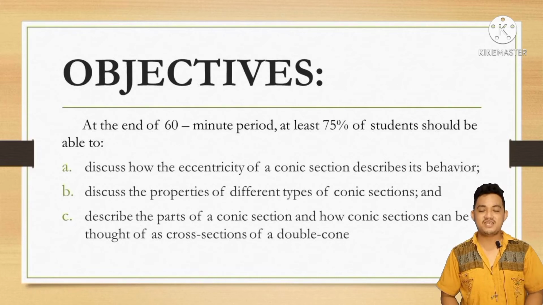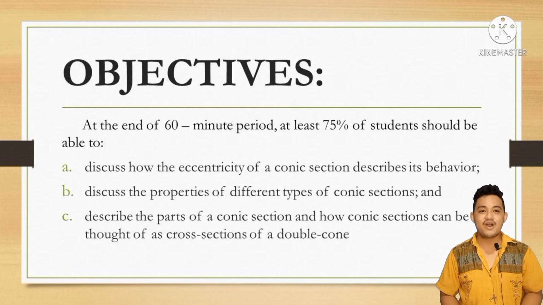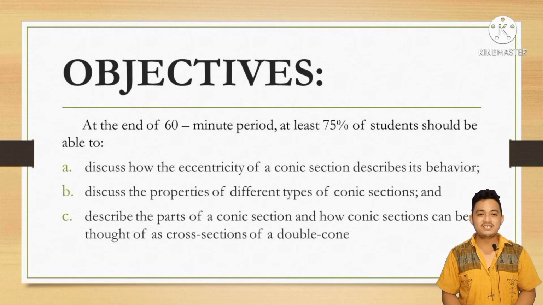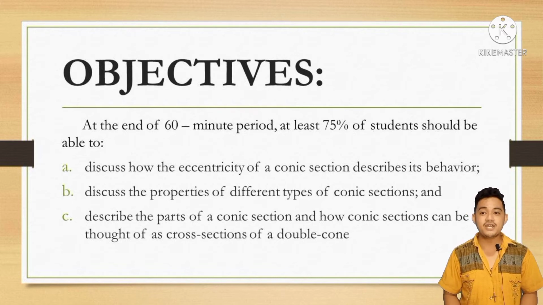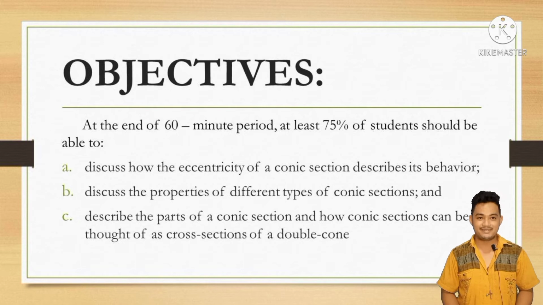For our objectives, at the end of the 60-minute period, at least 75% of students should be able to: A, discuss how the eccentricity of a conic section describes its behavior. B, discuss the properties of different types of conic sections. And C, describe the parts of the conic section and how conic sections can be thought of as cross sections of a double cone.